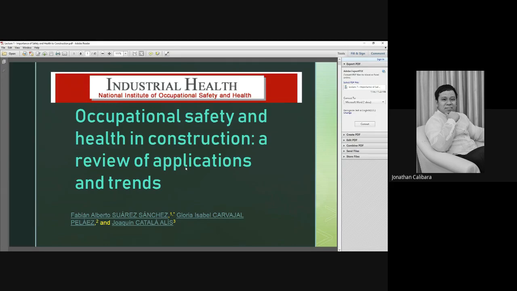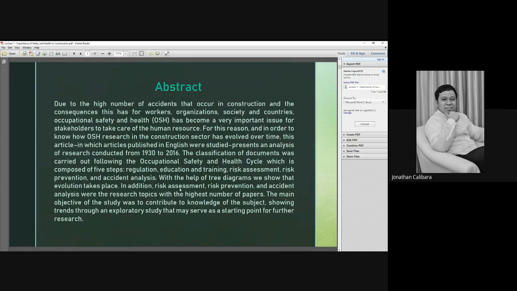So in this presentation, can you please check your slide? We have an abstract here. In a research paper, the abstract is the first one to read. Why is that so? Because as a researcher or as a scientist, you have to know the boundaries or the importance of the research through its abstract.